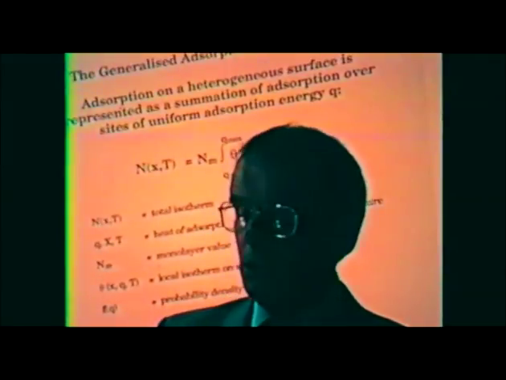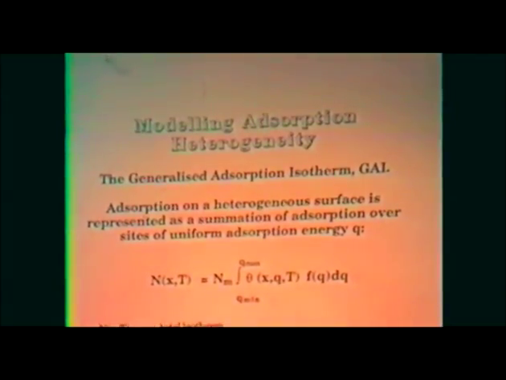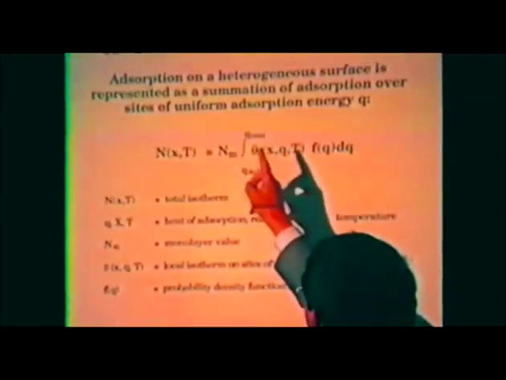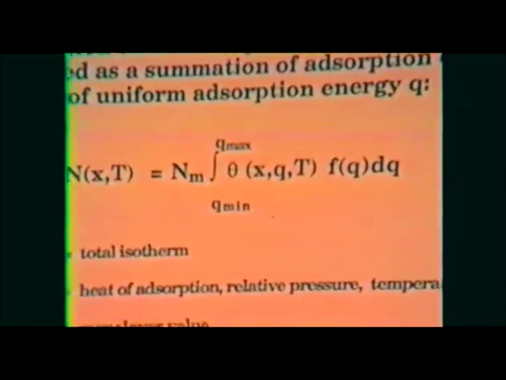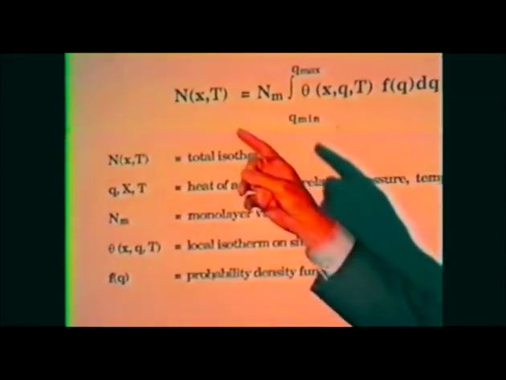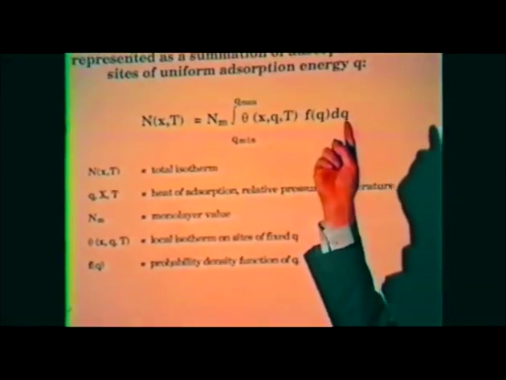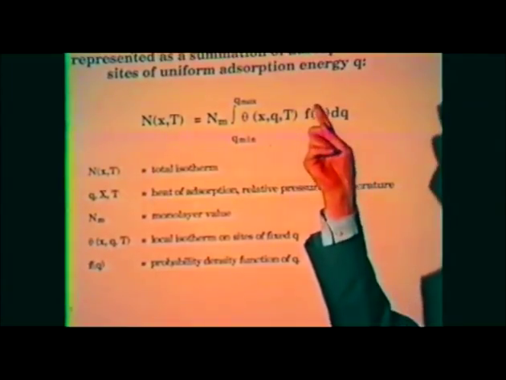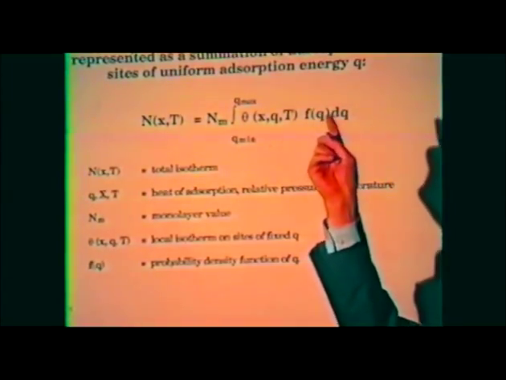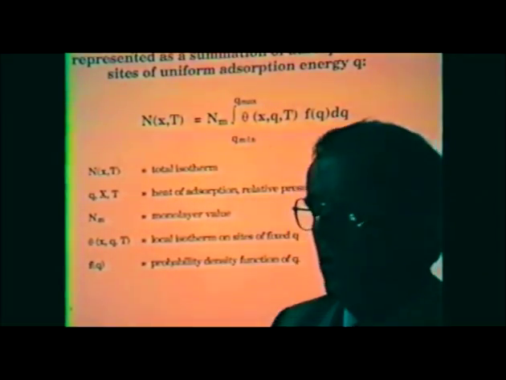Now, to model adsorption heterogeneity, we have the GAI, which Roger's already touched on, so I can go quickly over this slide. More or less the same formulation as Roger. Here's the overall isotherm, here is the local isotherm, and here is the probability density function for the heat of adsorption. I've stressed that in this usual form, the contributions of surface heterogeneity and structural heterogeneity are not factorized. They're both lumped together in the Q term. And I think that's a problem that's not been addressed, as far as I'm aware, in any detail.